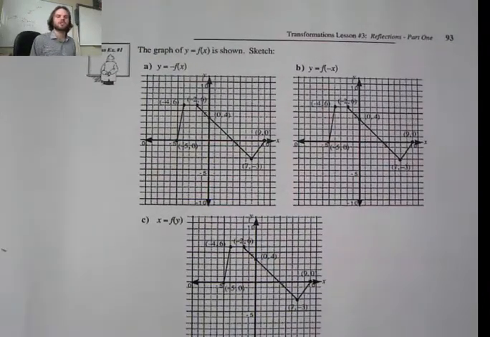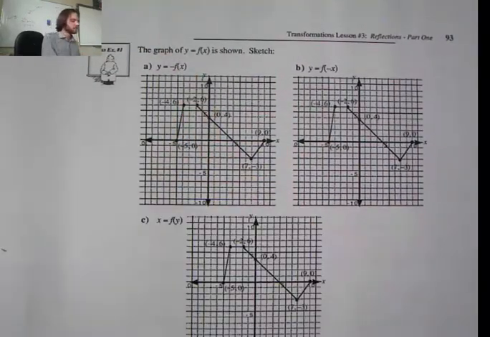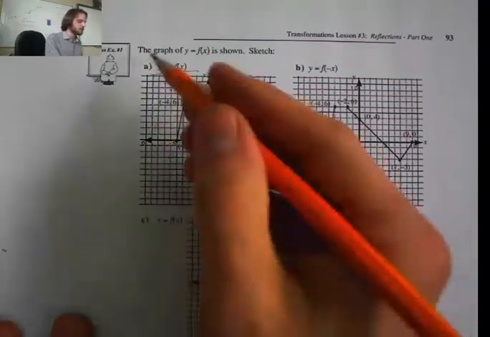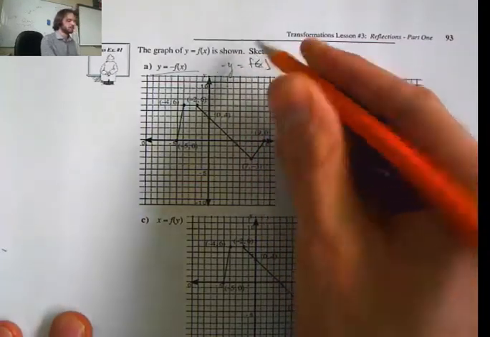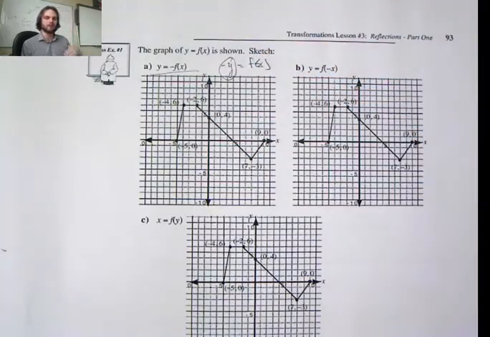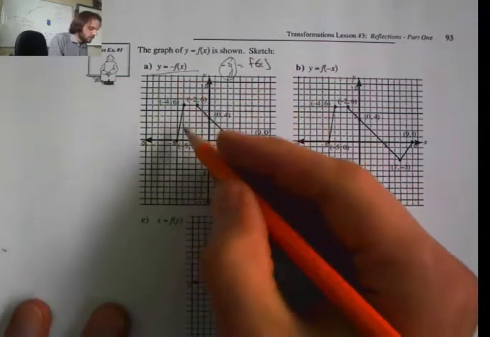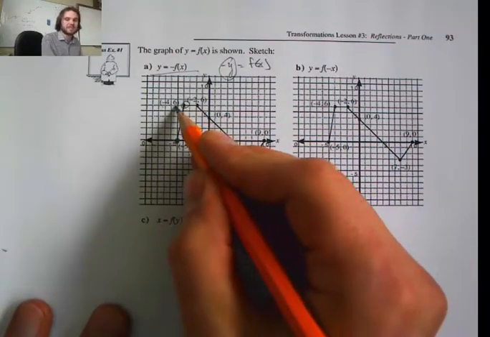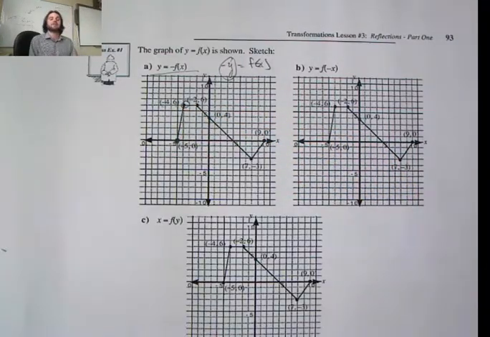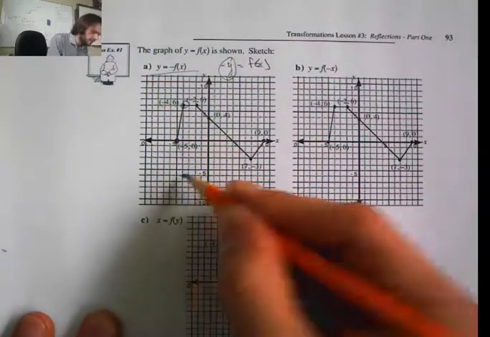Now it says the graph of the function f of x is shown. And it wants us to sketch that one there. So what is this here? This is like saying negative y is equal to f of x in some ways. So all my y's that were positive are now going to be negative. And all the ones that were negative are now going to be positive. So this point here doesn't change. This point here, we have negative 4, 6. My y value is 6. Now it has to be negative 6. So go all the way over, negative 4, negative 6.